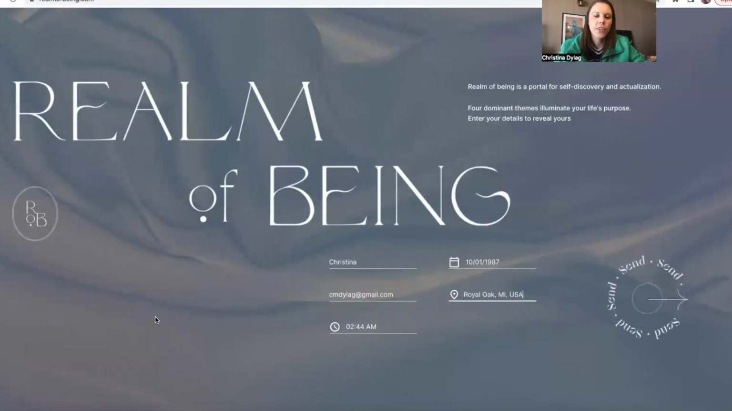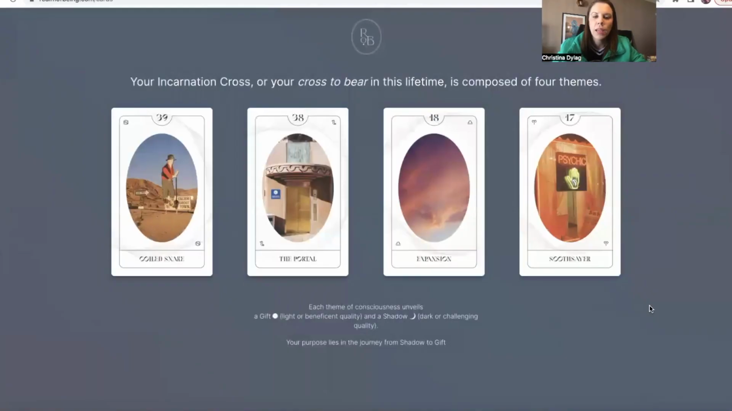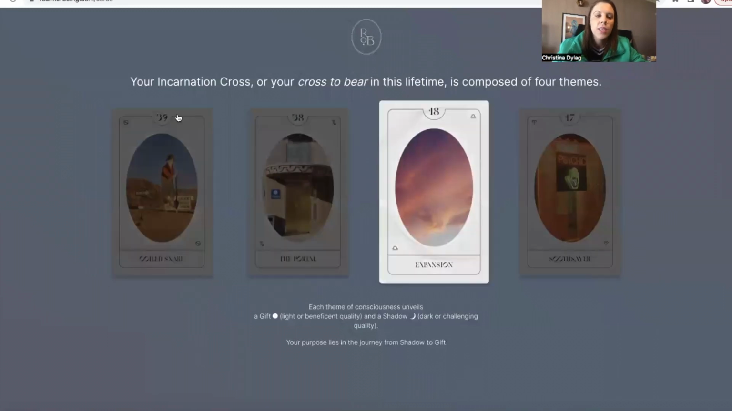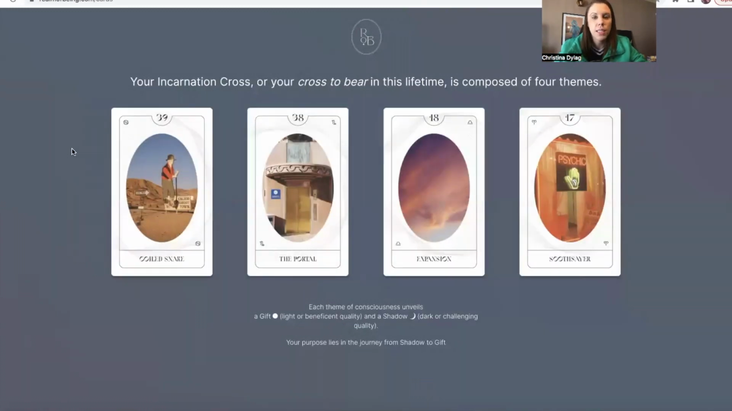So now you can go to realmofbeing.com, put in all of your information just like you did for that other chart, click send, and it will bring you to this page. This is essentially the four themes of your incarnation cross. As I showed you, there's a sun and an earth on the right-hand side, and then a sun and an earth on the left-hand side, the unconscious side. Those are the four primary themes of your life purpose, and you can read about them here.